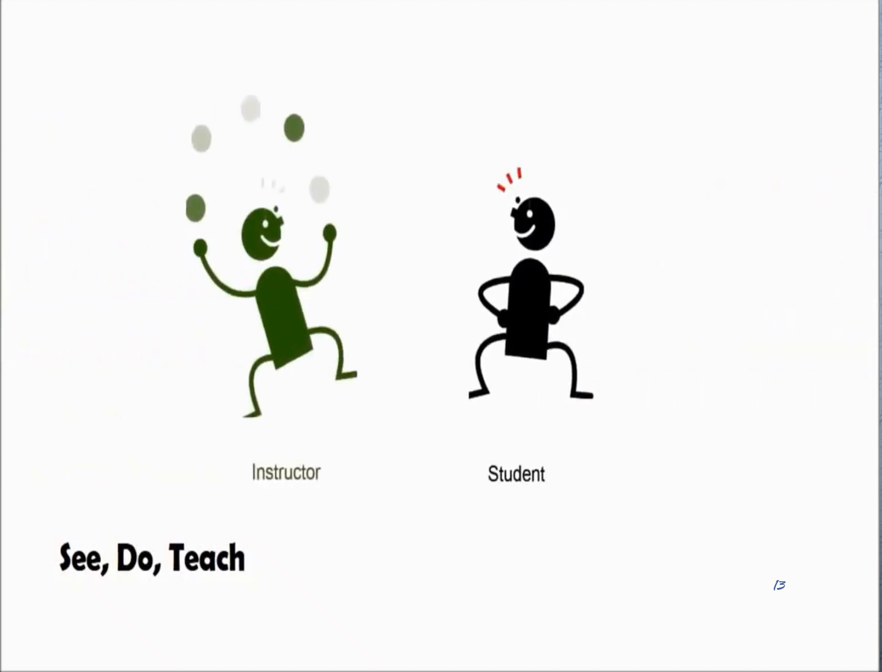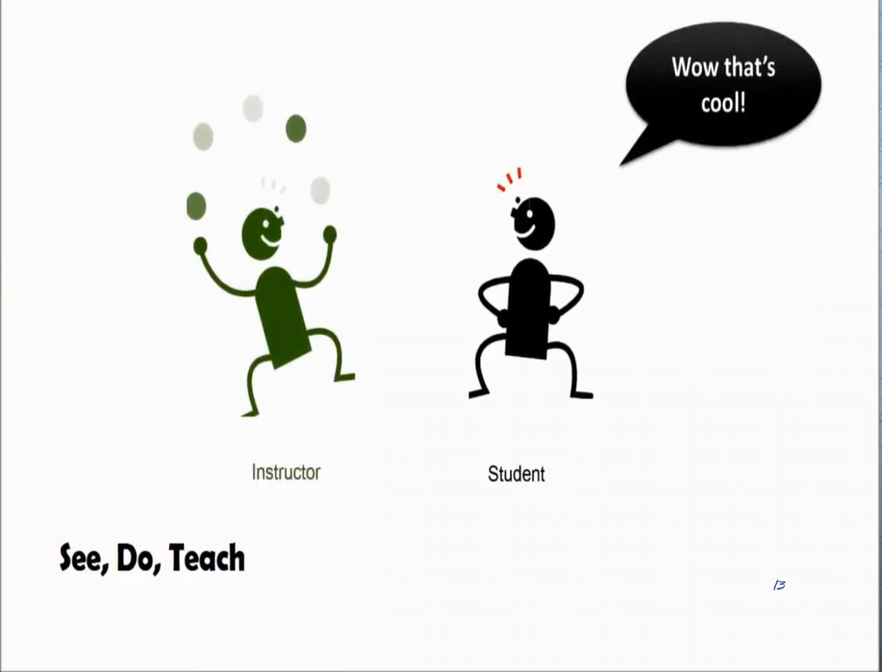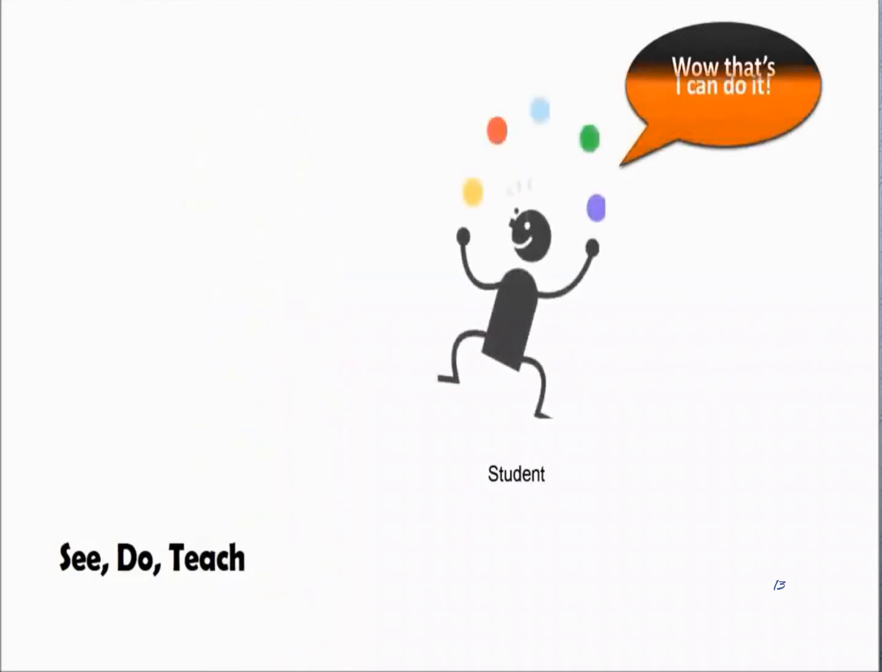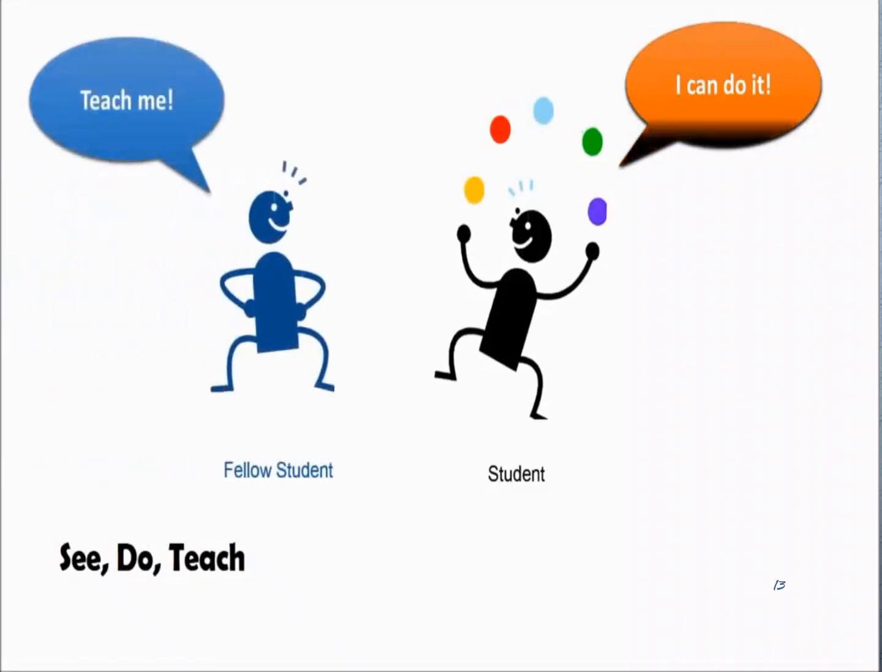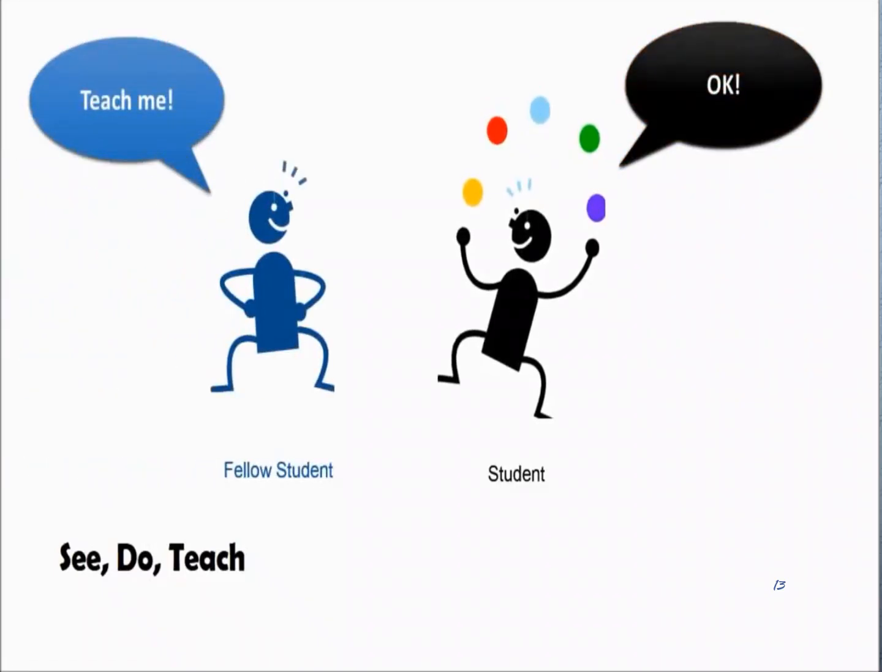One of the best ways to utilize the 70-30 rule is the see-do-teach model. During class, let students see how a certain skill or concept works. Then give them a chance to do it all by themselves. Finally, have the student teach someone else what they just learned. It's that simple.